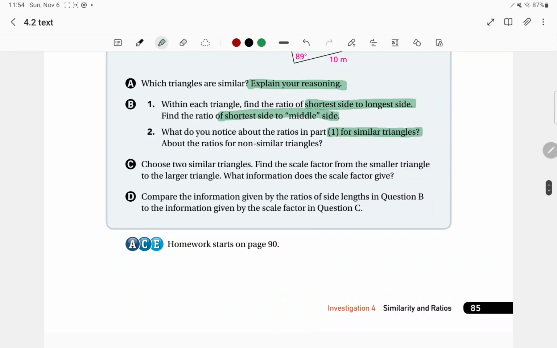C: choose two similar triangles, find the scale factor from the smaller triangle to the larger. What information does the scale factor give? Go ahead and answer part C on your own. Pause the video, answer it, and then come back.